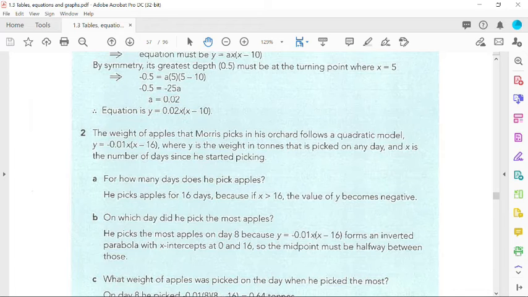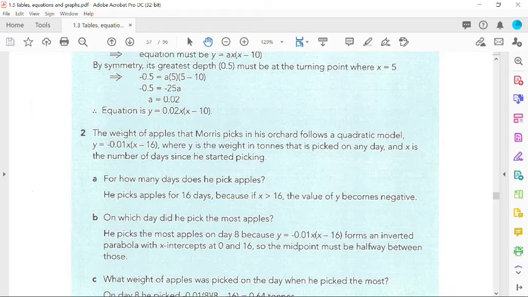So it says the weight of apples that Morris picks in his orchards follows a quadratic model. Oh, well, they also kind of tell you it's quadratic. Y equals, and there's the equation, where y is the weight in tons that is picked on any day, and x is the number of days since he started picking. For how many days does he pick apples? Okay?